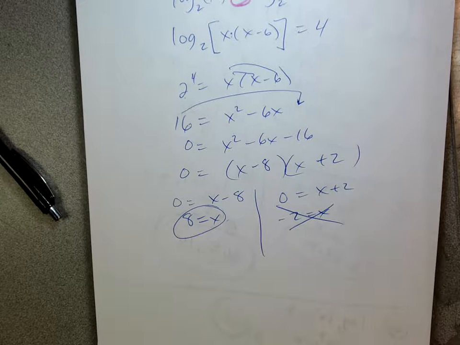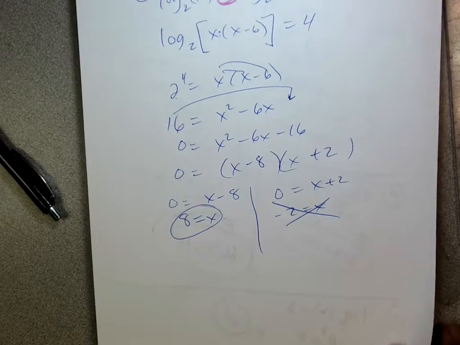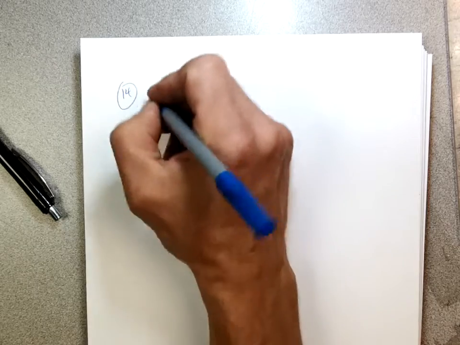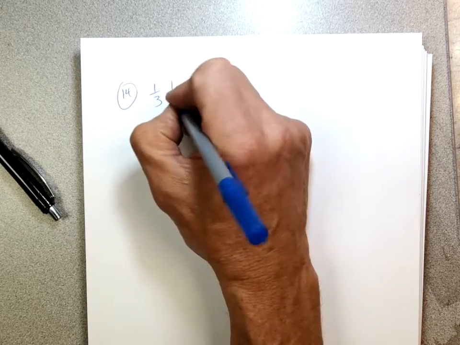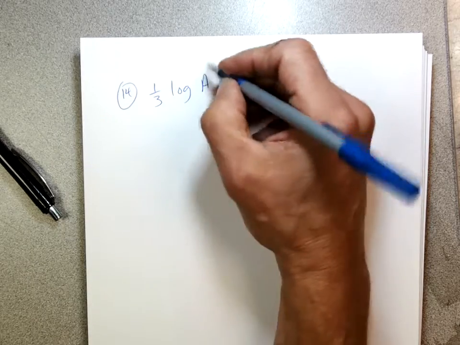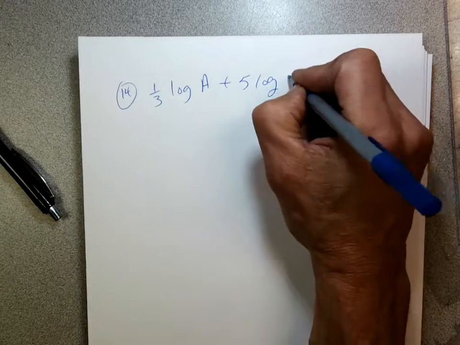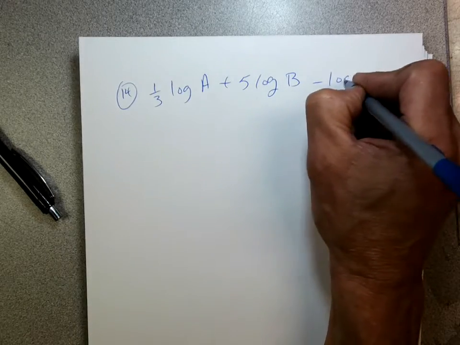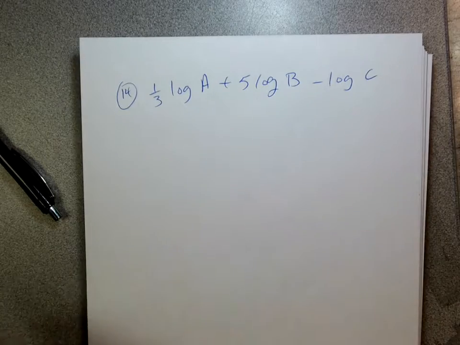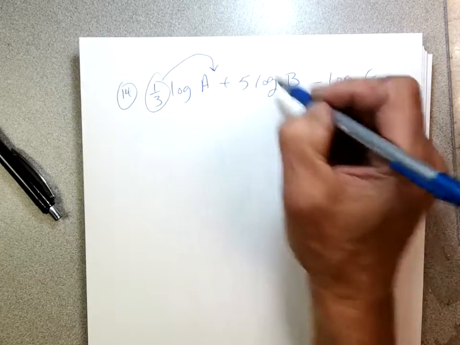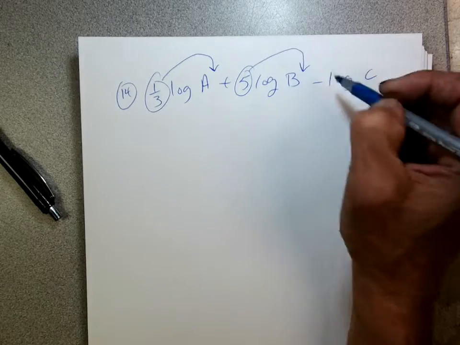That was fun. Okay, let's look at 14. Yeah, I'm cruising along. You can always pause it, back it up, rewind it. 14. Okay, we've got 1/3 log A plus 5 log B minus log C. All right, there are exponents first that have been floated down. Bring this exponent back in. Bring this exponent back in, okay?